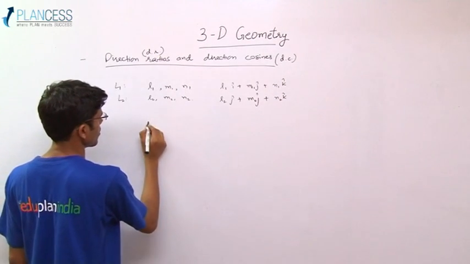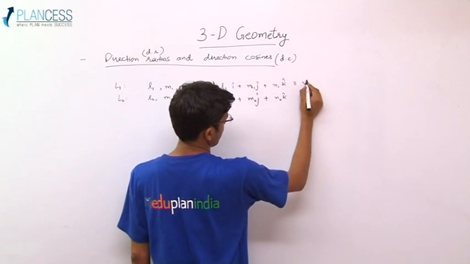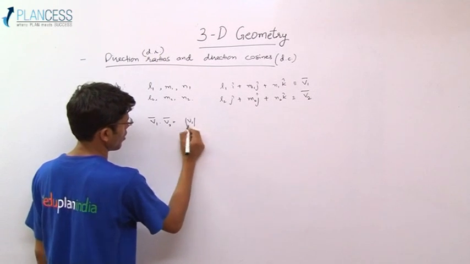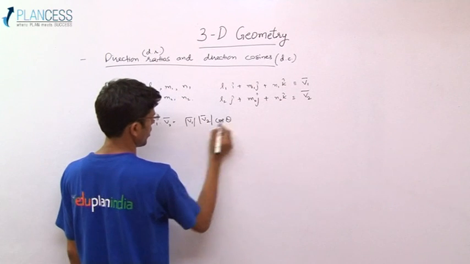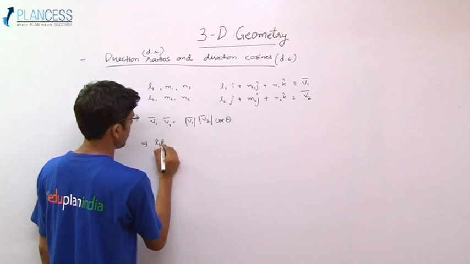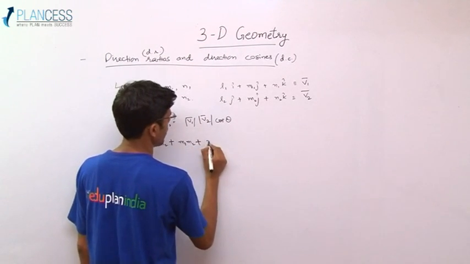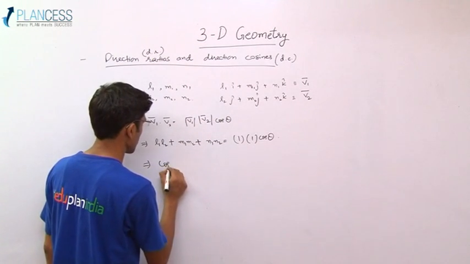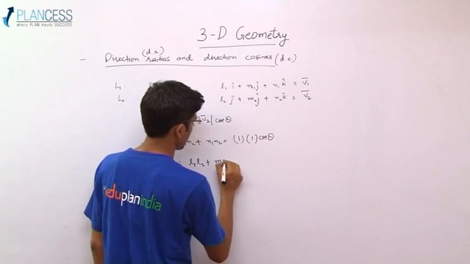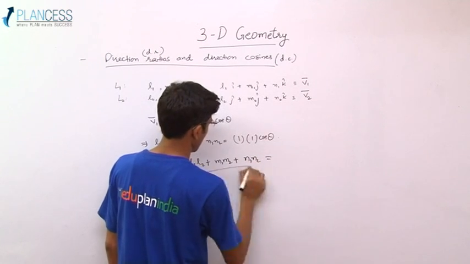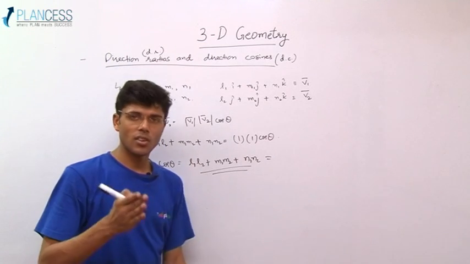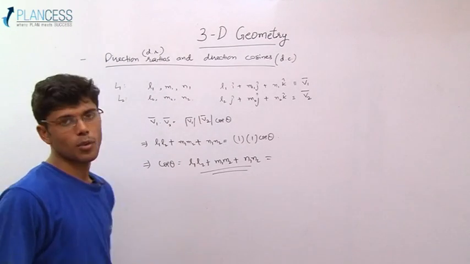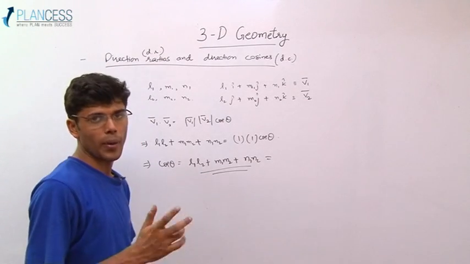So to find the angle between both the lines, we have to take the dot product of these vectors. Say this is V1, this is V2. So V1 dot V2 is magnitude V1 times magnitude V2 times cos theta, where theta is the angle between both the lines. So this is L1 L2 plus M1 M2 plus N1 N2 is 1 times cos theta. So cos theta is L1 L2 plus M1 M2 plus N1 N2. This is very important. If we have the direction ratios, we can easily convert them to direction cosines, and if we have direction cosines, then the angle between two lines can be easily represented in terms of direction cosines. So we can also check for parallel or perpendicular lines.